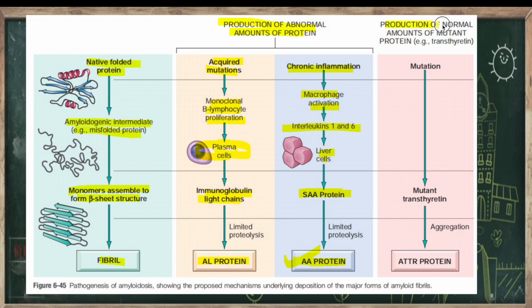The third is production of normal amounts of mutant protein. The example is transthyretin. If there is a mutation, then it can form mutant transthyretin, and if it aggregates, it forms the ATTR protein.